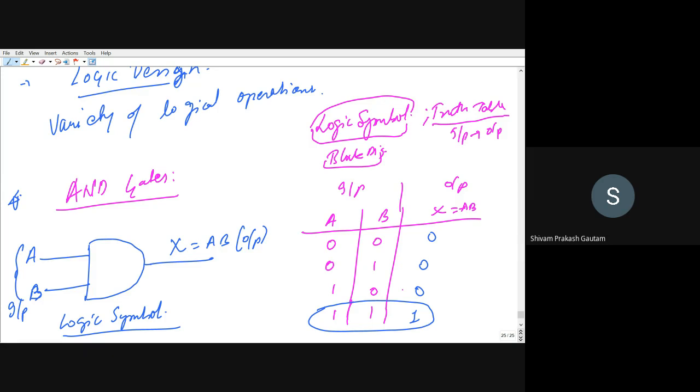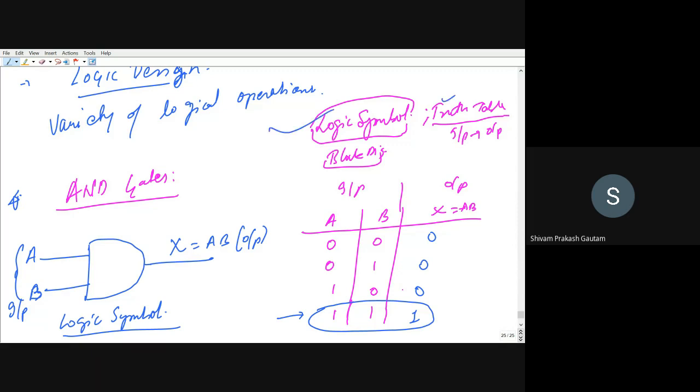Right now I will not be telling you how it is constructed using diodes and transistors. It has got its own logic. There is a separate unit for this, so we will see how it is working, that means how and why when the inputs are 1, we are getting 1. Right now we will be only dealing with logic symbols and their truth tables.